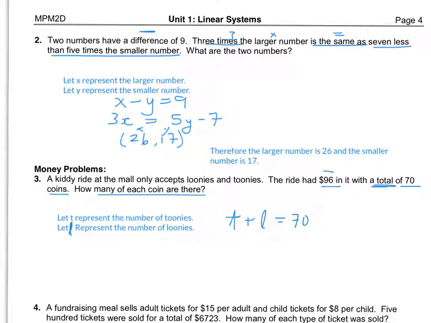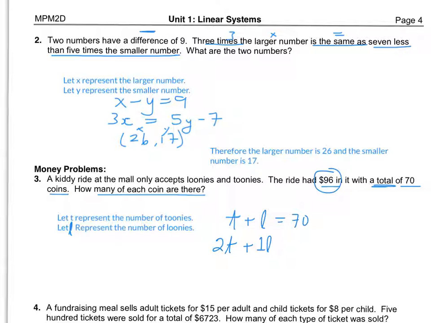The other piece that's in here is that the ride had $96 in it. Now, $96 is actually the value of the loonies and the toonies. I know a loonie's worth $1 and a toonie is worth $2. So if I take the number of loonies I have, that will be how many dollars there are. But if I take the number of toonies I have, let's say there's 5 toonies, it's actually worth $10. If I had 20 toonies, it's actually worth $40. The value of my toonies really is 2 times the number of toonies. And your loonies are really just 1 times the number of loonies.